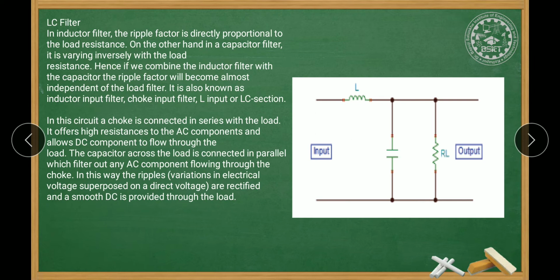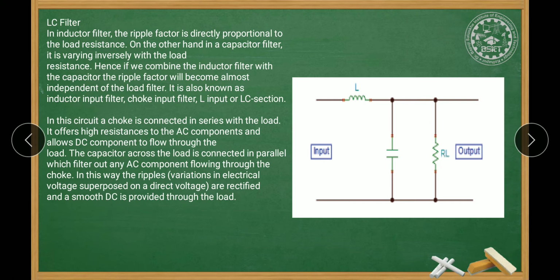Next type of filter is the LC filter. As the name indicates, it uses L and C both. In the inductor filter, the ripple factor is directly proportional to load resistance. On the other hand, in the capacitor filter, it varies inversely with the load resistance. Hence, if we combine both, it will become almost independent of load. It is also known as inductor input filter or choke input filter, L input or LC section.